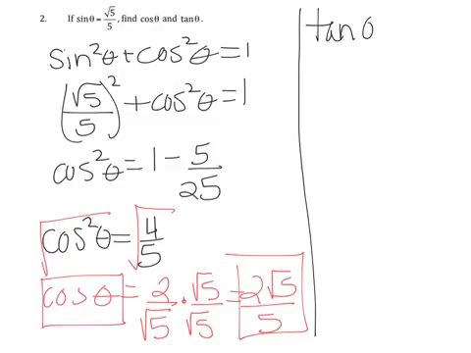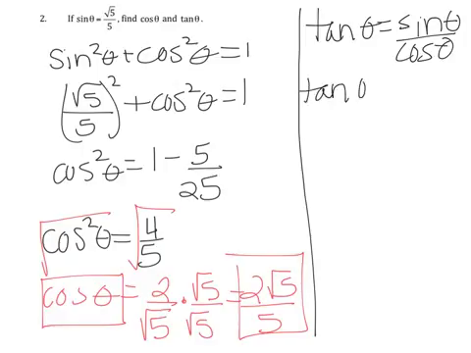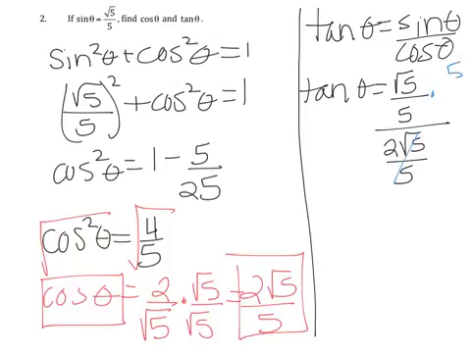Okay, now for tangent of theta, which we know to be sine of theta over cosine of theta. So sine of theta is radical 5 over 5. We're going to divide that by cosine of theta, which now has a value of 2 radical 5 over 5. We have to multiply the numerator by the reciprocal of the denominator. I can cancel out the 5s. I can also cancel out the radical 5, and then I get tangent of theta is equal to 1/2.